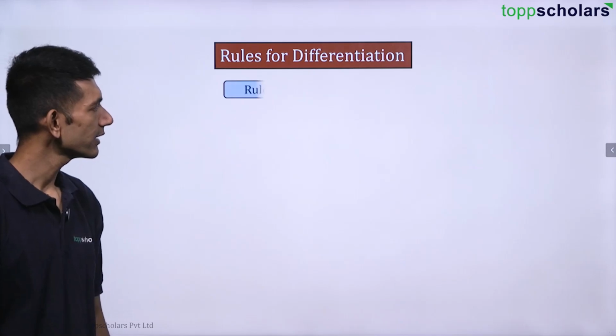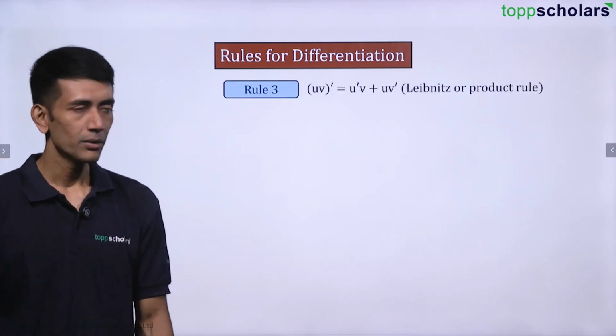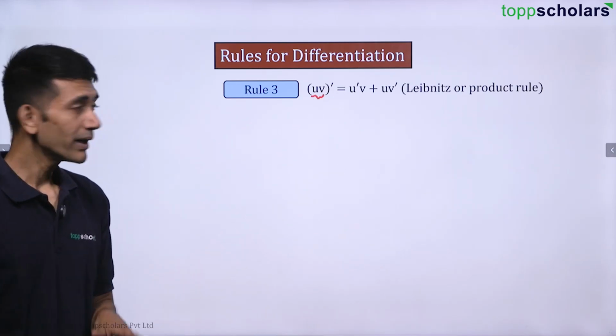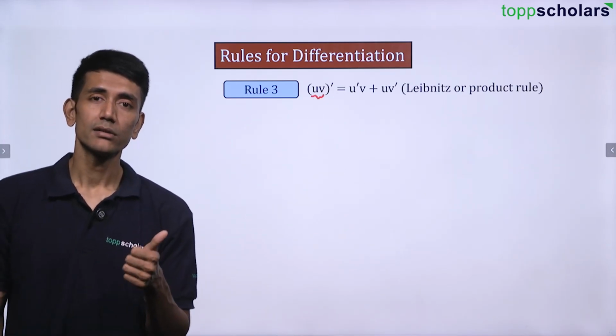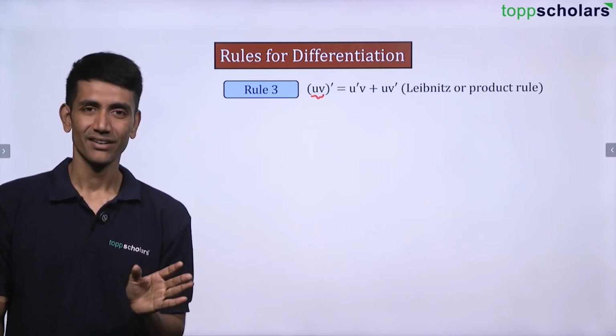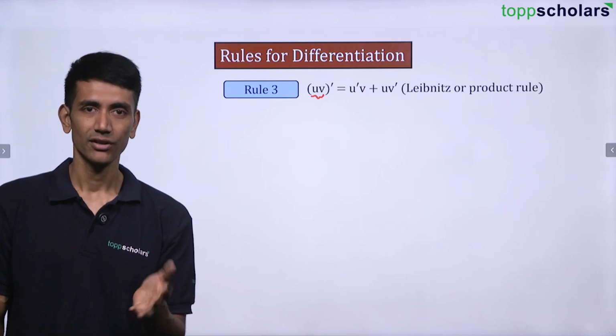Okay. Let's continue. Now we have the UV rule. UV rule means what? The product of u and v. Correct? But that does not mean you have to take the derivative of u, derivative of v and multiply them. Slightly different than addition and subtraction.